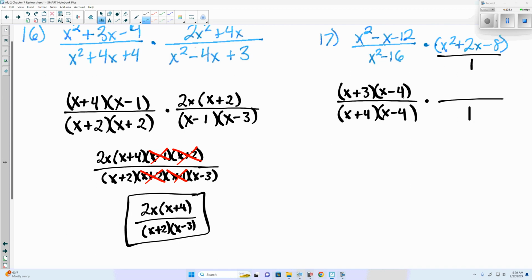Now we do have something already in common on top and bottom, yes? Nothing says that we can't just go on and get rid of it.